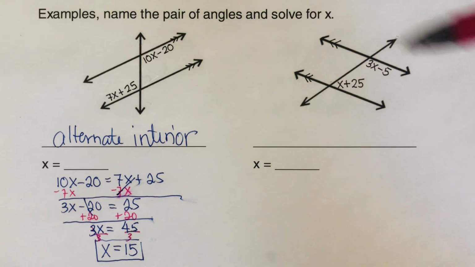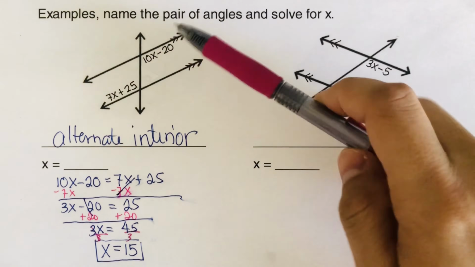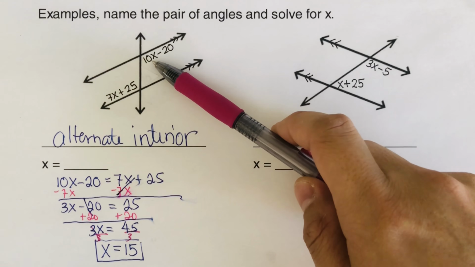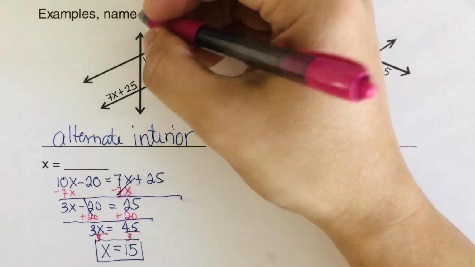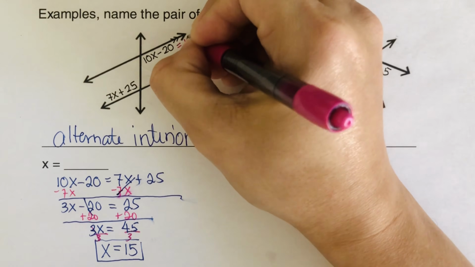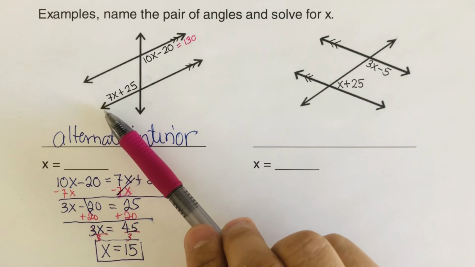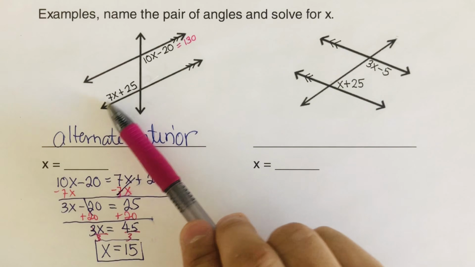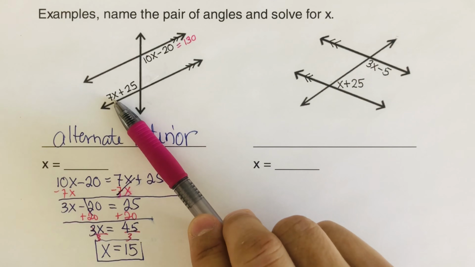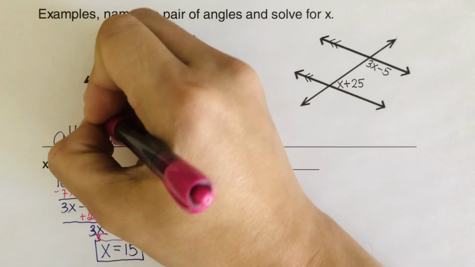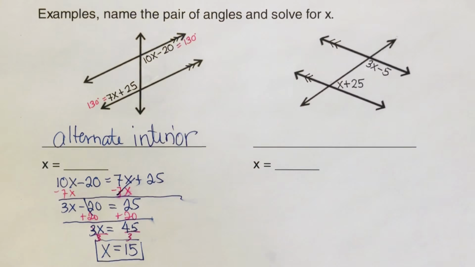Perfect. Now our task is to plug it back into the equation to see if these two are equal to each other. So 10 times 15 is 150 minus 20 is 130. So this angle right here is 130. And so for this one right here, we plug in the 15. So 7 times 15 is 105. 105 plus 25 is 130. So that's 130 degrees. Did you get 130 for these angles?